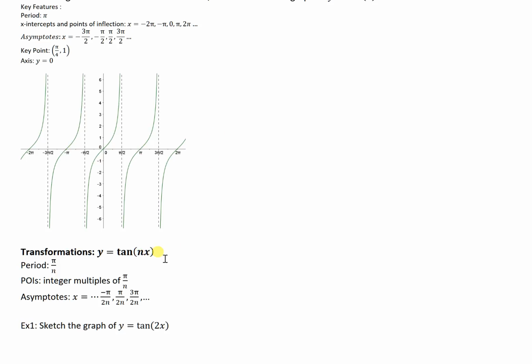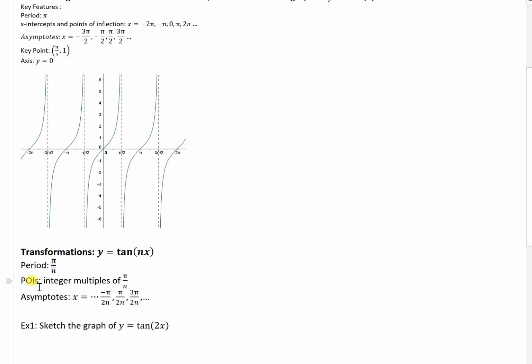Now we're just going to take a look at one transformation of tan. We looked at a, n, and k for cos and sine, but for tan we're actually just going to take a look at n for now. When I put a horizontal dilation in here, that's going to change our period to pi over n. So if it was, say, tan of 2x, my period would be pi over 2.